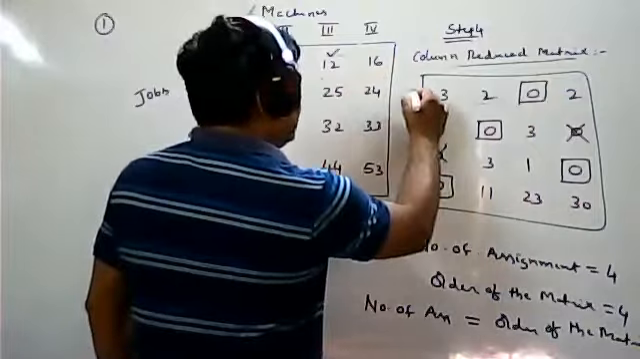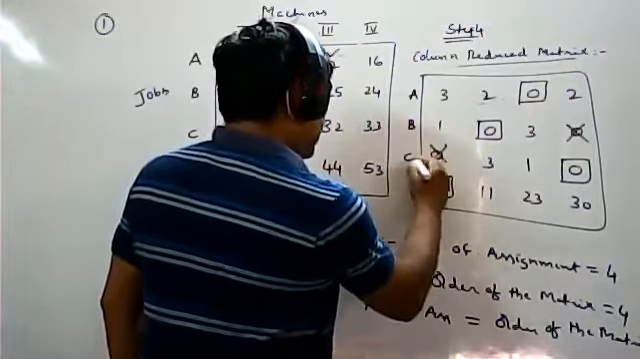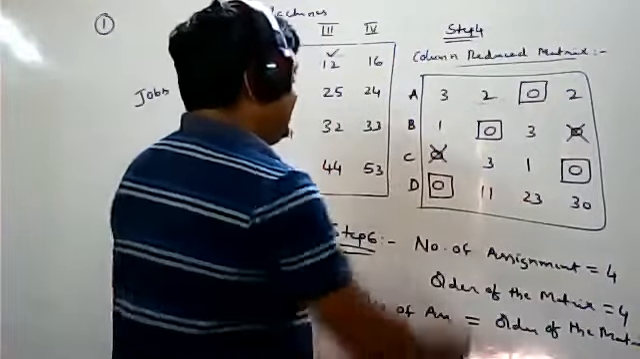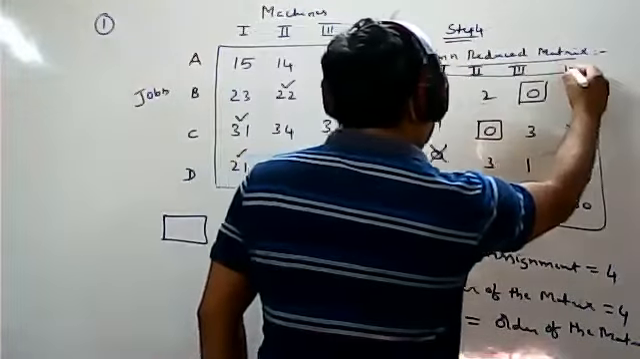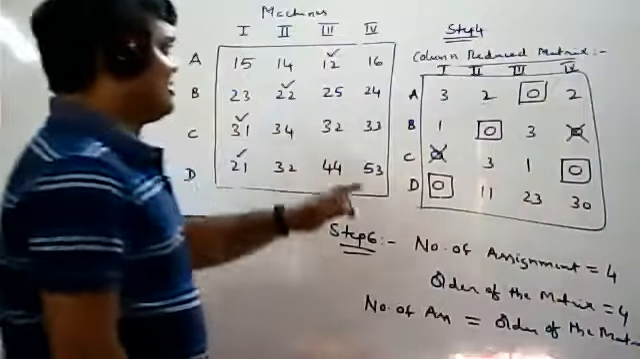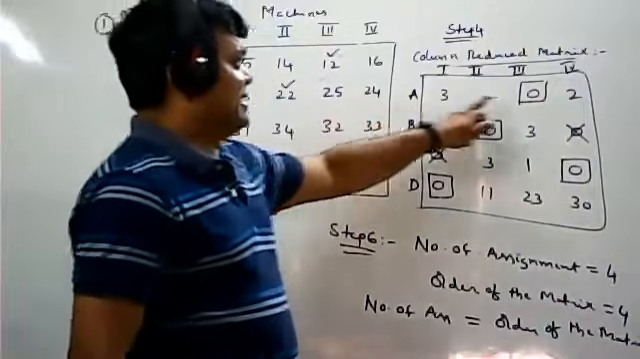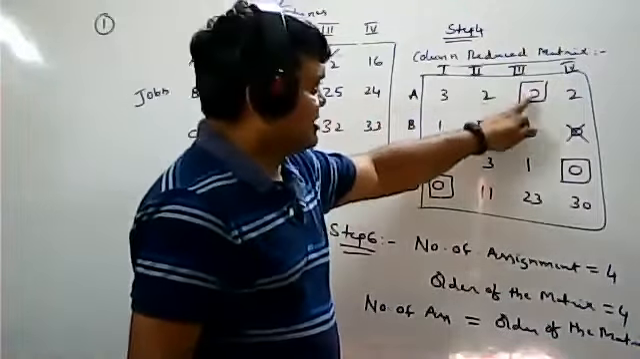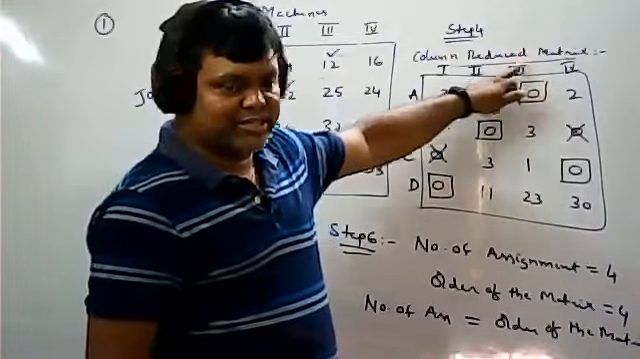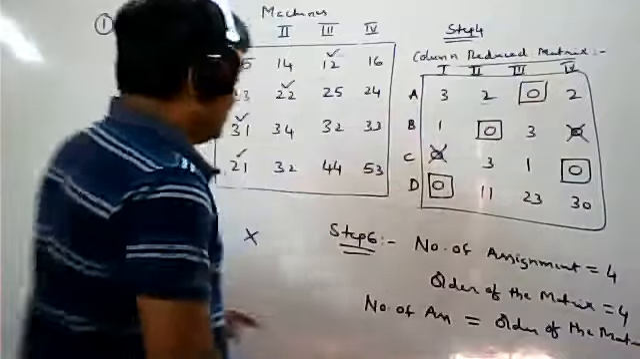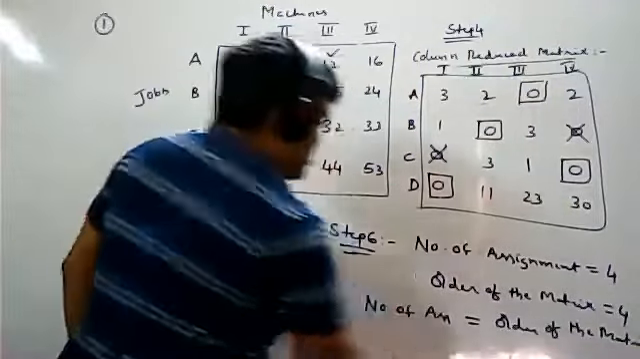Just I will mention, because I have reached the optimum solution, these are the jobs A, B, C, D. And what are the machines? Machines are 1, 2, 3, 4. That means what is the optimum assignment you are getting? A job is assigned to which machine? Wherever assignment is there, to that particular machine you have to assign that job. So A is assigned to 3. The number of assignments equals the order of the matrix.